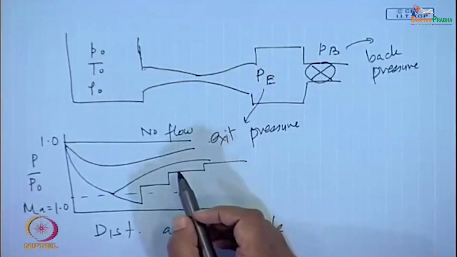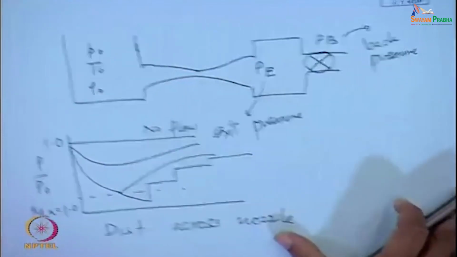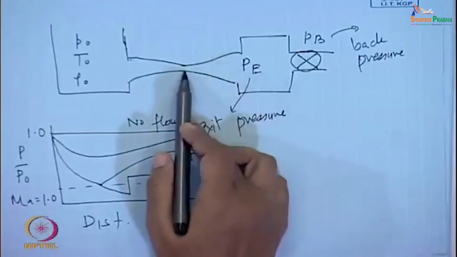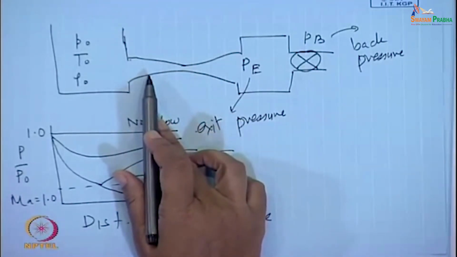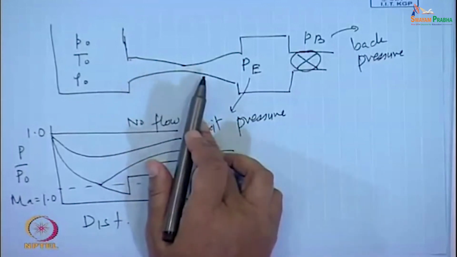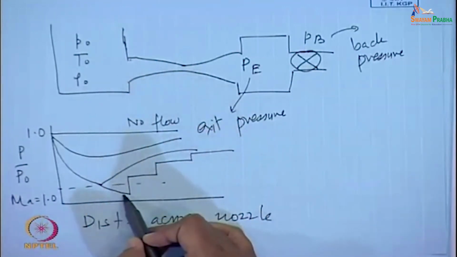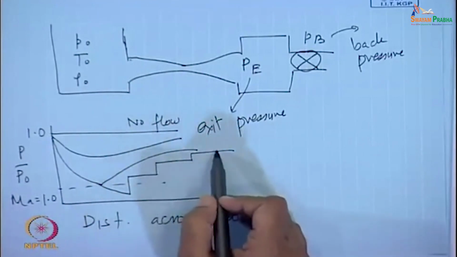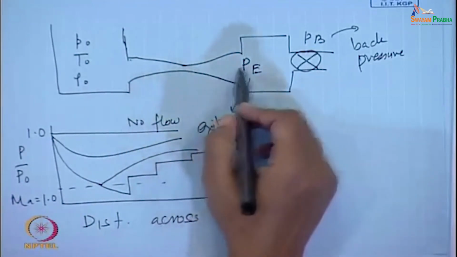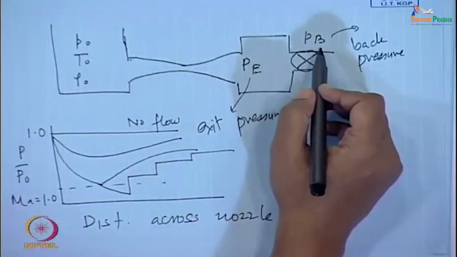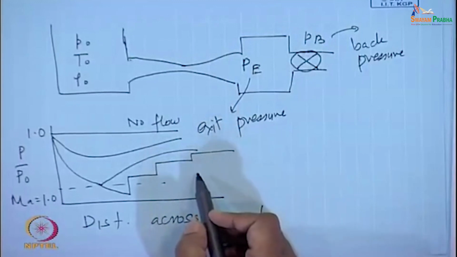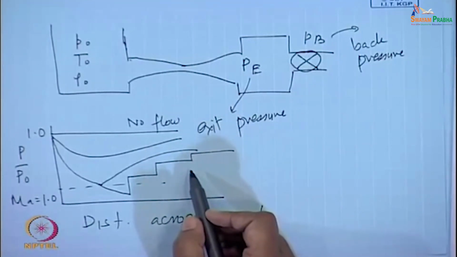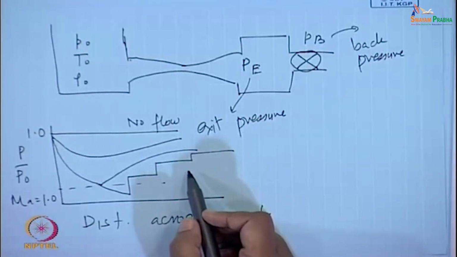Now, if we reduce the back pressure further, we find that the flow upstream of the throat does not respond at all, but in the downstream or diverging section, the flow initially becomes supersonic and then adjusts itself to the back pressure P b, because finally it has to come to this pressure P b. It adjusts itself to the back pressure P b by means of shock waves, and in this case the position of the shock moves downstream as P b is decreased.